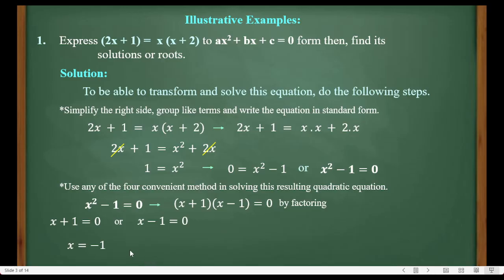So for the first equation, this one, x is equal to negative 1, while in the second equation, x minus 1 equals 0, the value of x here is 1. Therefore, what are the roots of this equation? The roots are negative 1, denoted by small letter r, and positive 1, which is denoted by small letter s. And these are the solutions or roots.